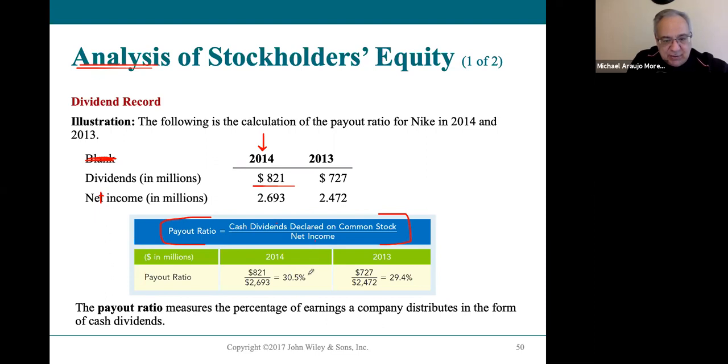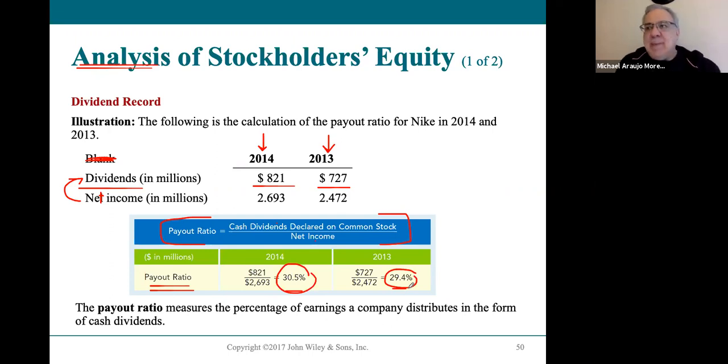What percentage is that? 30. So basically they are sharing about 30% of their profits with the owners in 2014. In 2013, looking at dividends to earnings, about 29%. So very, very similar. That's a payout ratio, the amount of dividends that are paid out on net income. Very simple. This is a good ratio. You don't want something like 70, 80, 90%. I mean, what are they keeping in?